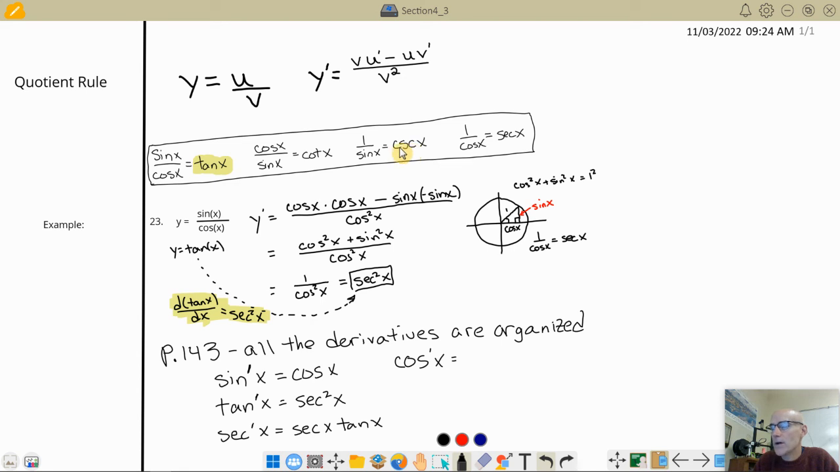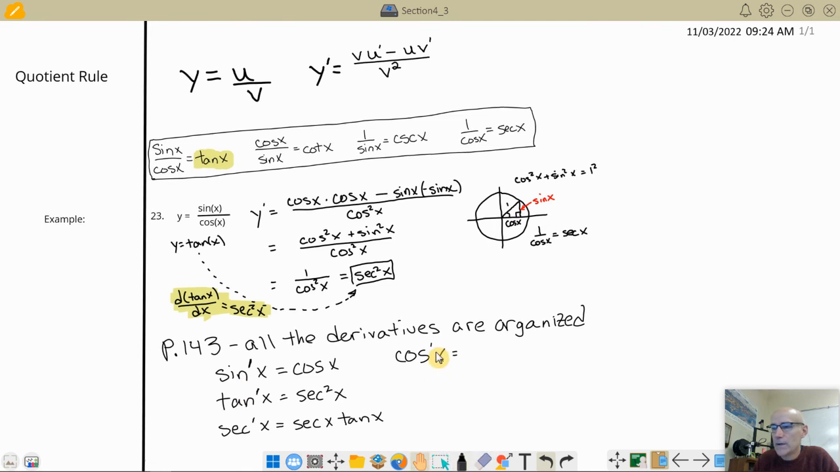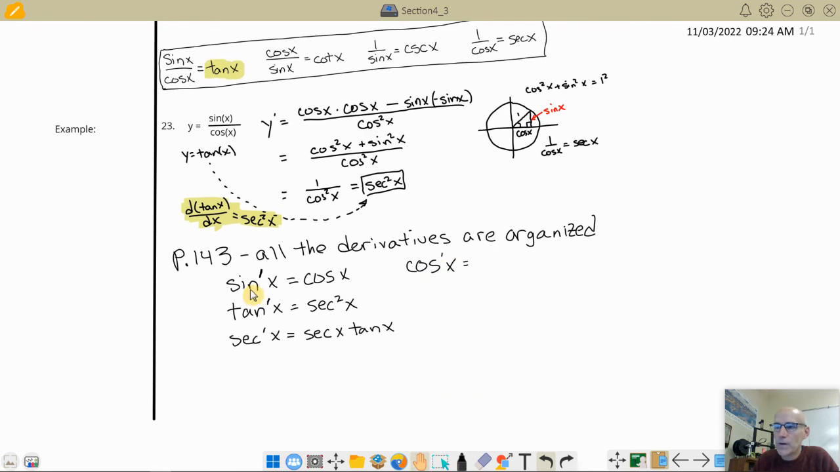And then cosecant, this is said cosecant of x is 1 over sine x, and secant of x is 1 over cosine of x. So on page 143, all of the rules are really neatly organized. So they use kind of a funny notation. They do something like the sine function's derivative. So they put a little prime symbol or a tick mark or an apostrophe up here.